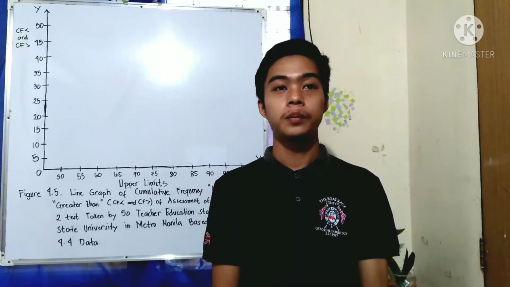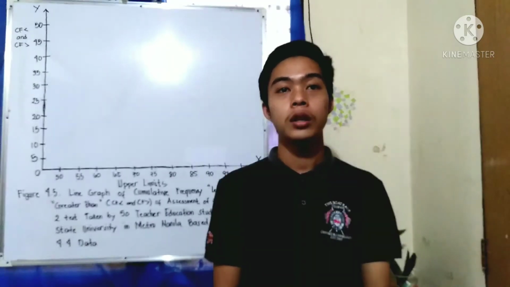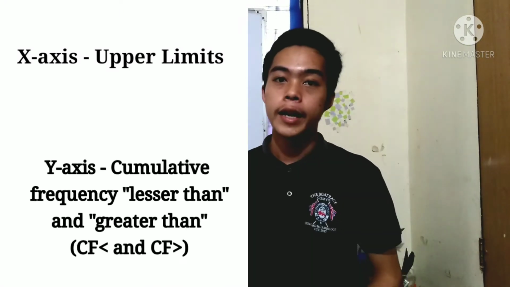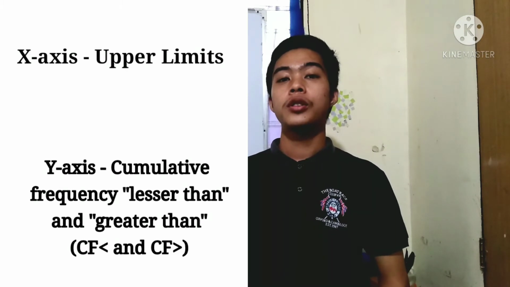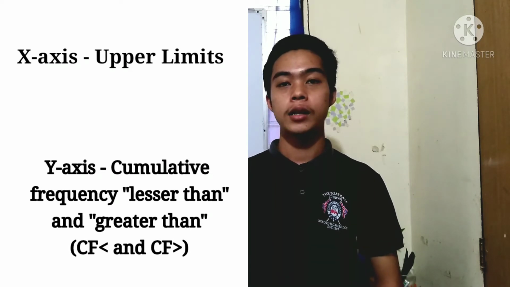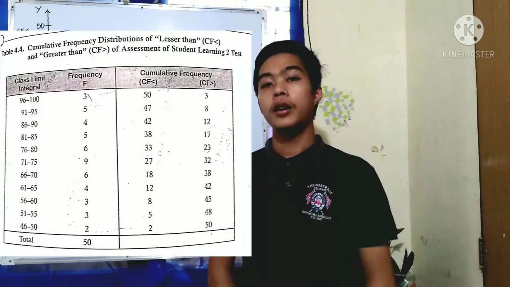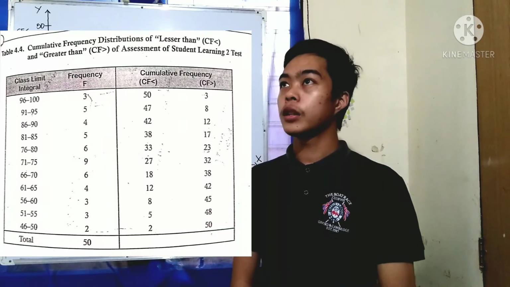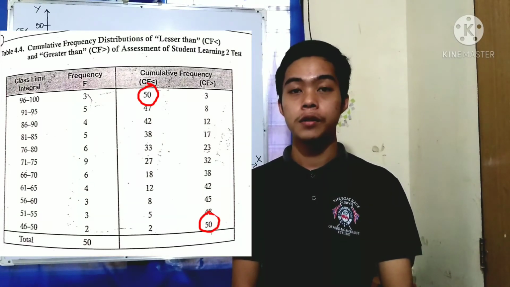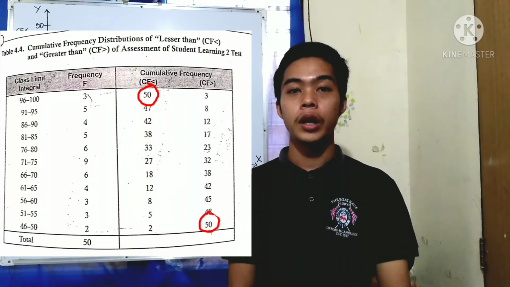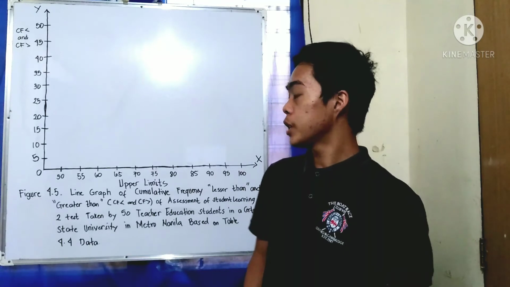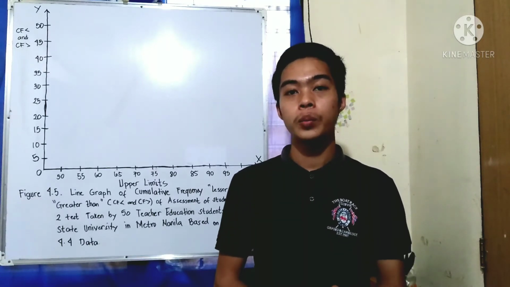In your line graph, only the upper class limit integral will be your x-axis. Now, your cumulative frequency lesser than and greater than will represent your y-axis. Since the highest number of cases found in your cumulative frequency greater than and lesser than is 50, we will number it by 5. So this is how we put the numbers.